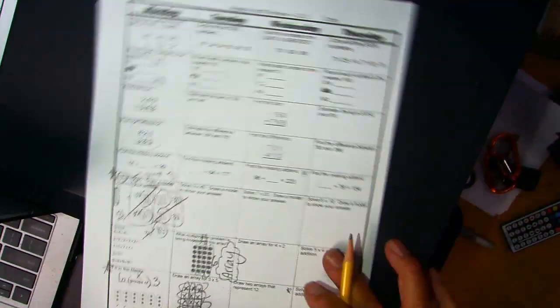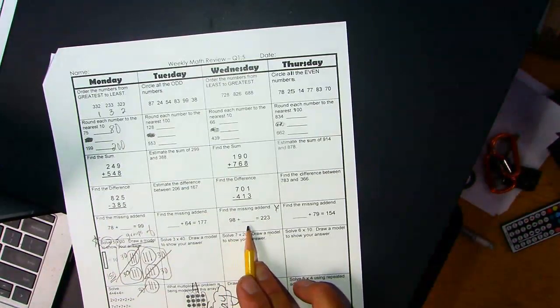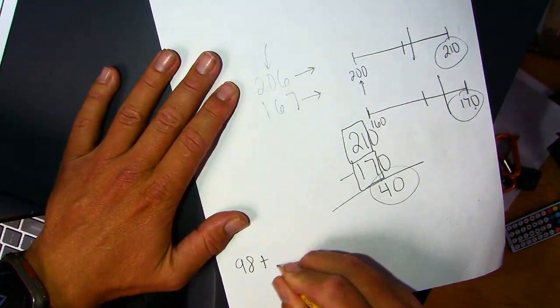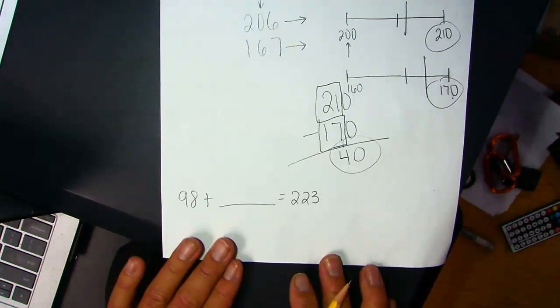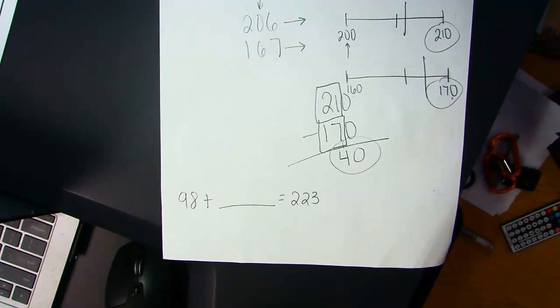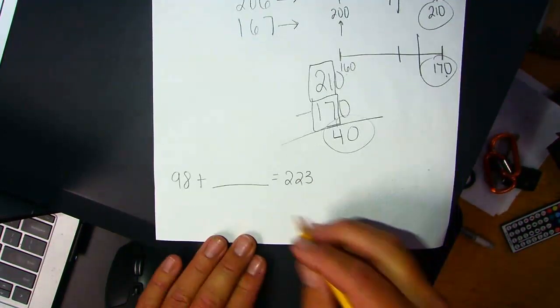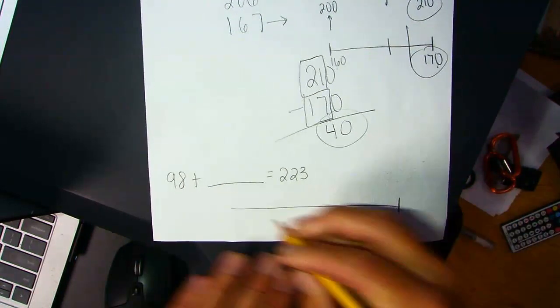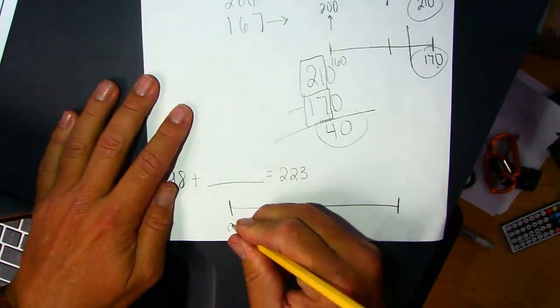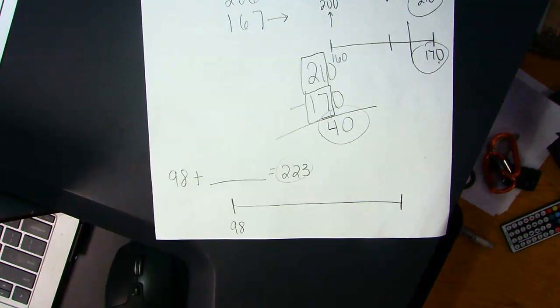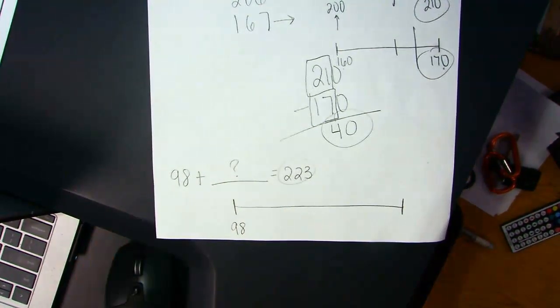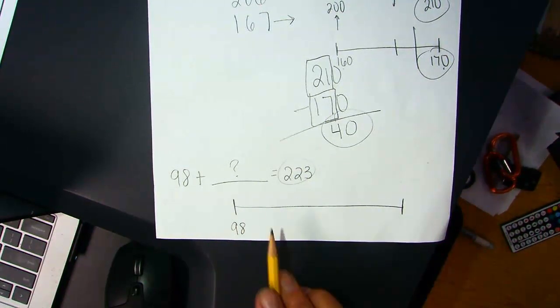All right. The second problem we were doing is find the missing addend. 98 plus blank equals 223, right? Just double check. Yes. 98 plus what? There's lots of different strategies that we could use here, but a number line is a good one. Check out this number line. I'm going to start at 98, and then I'm going to add my way up to 223, and that's going to tell us what goes in there. How much do I have to add to 98 to get to 223?